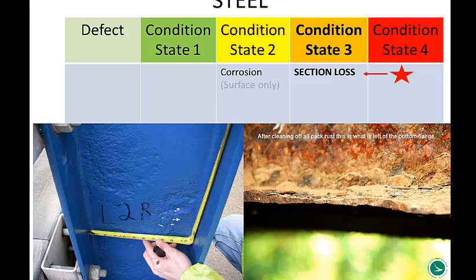The example on the right-hand side, after we removed a lot of the pack rust and the section loss, this resulted in an emergency repair. So this one stayed in condition state 4. So once you dump something into condition state 4, there will be a lot of attention focused on what quantity, and there would be an analysis. So there is action required when inspectors code something in condition state 4. But just know that there is movement allowed after an analysis can prove otherwise.